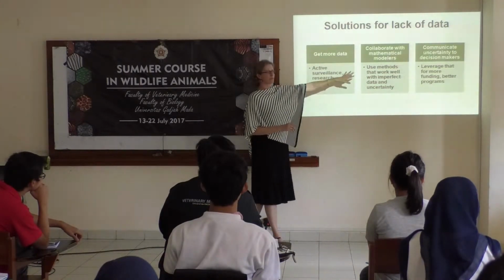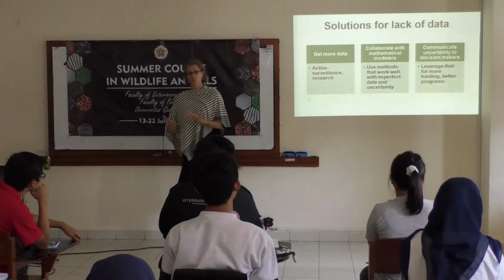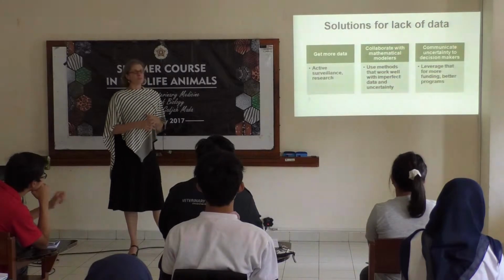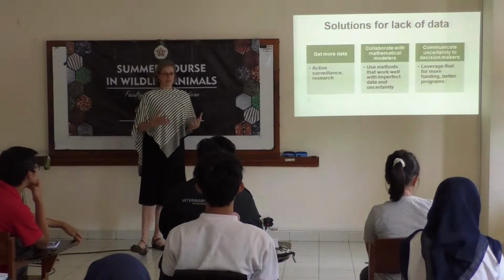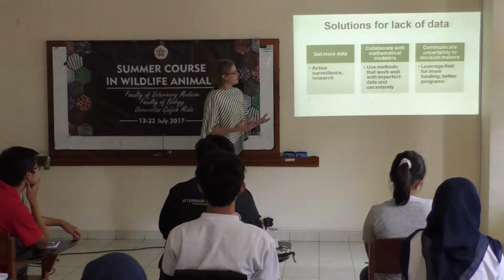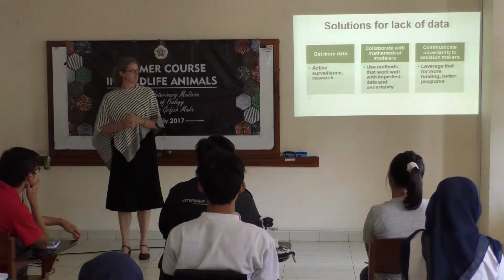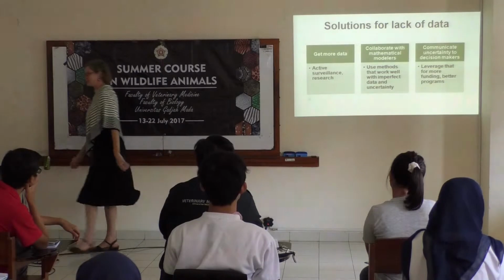Okay. Collaborate with mathematical modelers and use methods. They can help you use methods that work well when you have a little bit of data or imperfect data. And then really, really importantly, you have to communicate your uncertainty. The uncertainty that's in the data with the politicians, the decision makers, with your boss, and leverage that for more funding. Go back to the beginning. It's an iterative process too.